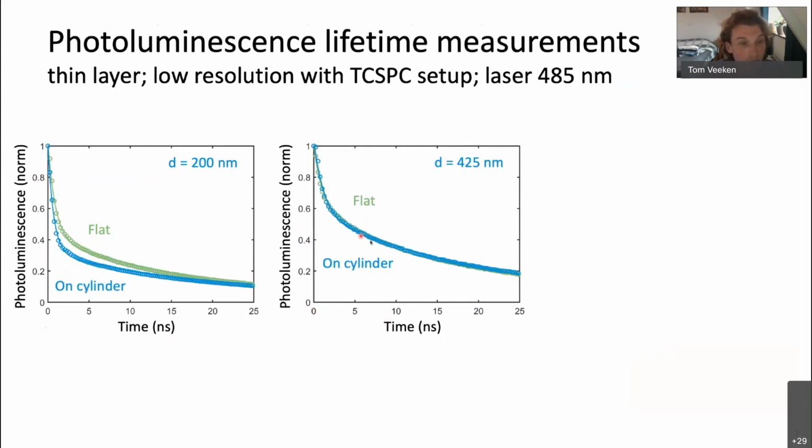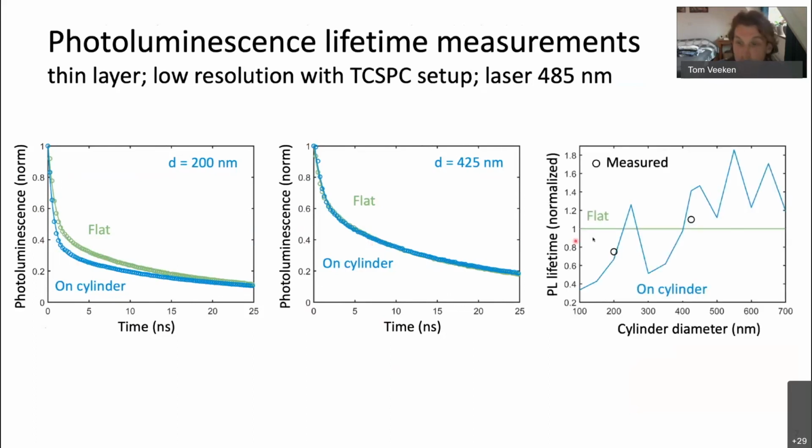So we fit these traces to extract the lifetimes, and then we compare them to the same simulations that we did for the intensity mapping. Then we normalize again here to the flat case, which becomes 1, and we have the blue line showing an oscillation of the lifetime. This basically shows that as we change the nanophotonic cylinders that we use, we change the local density of states that the quantum dots feel, thus oscillating as a function of diameter, because we have different resonances in the cylinder as a function of its diameter.